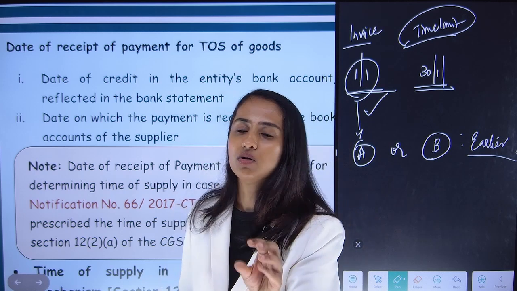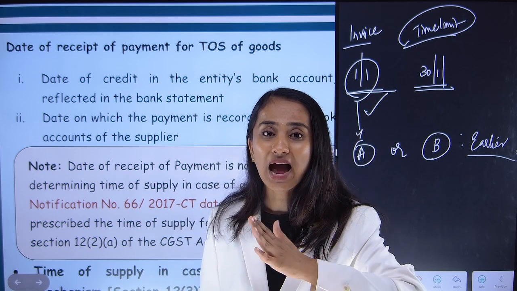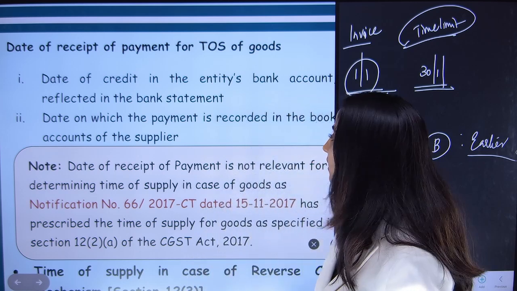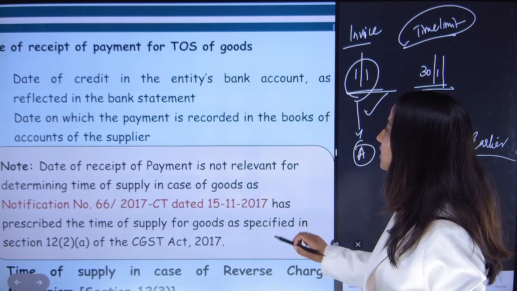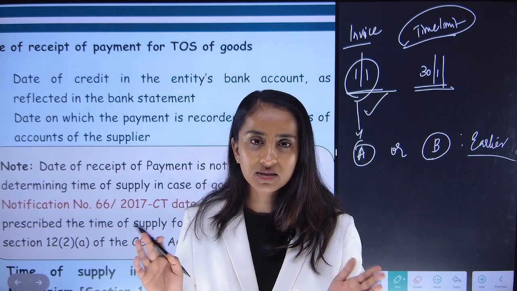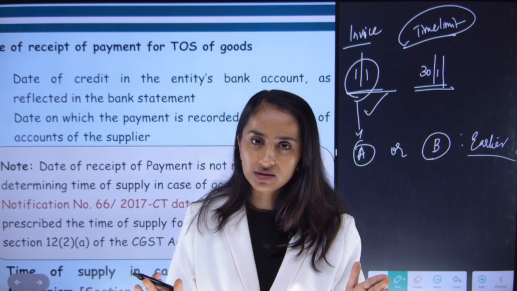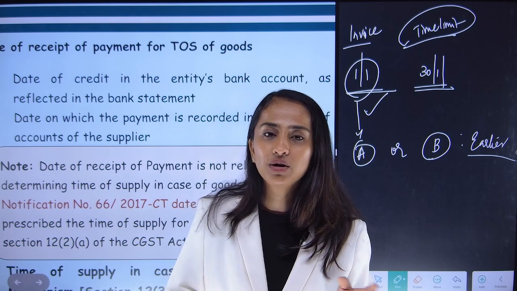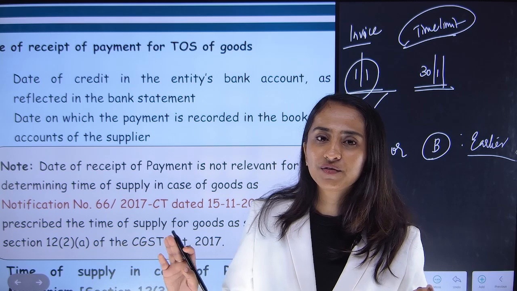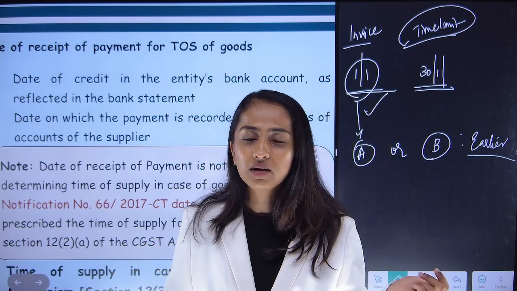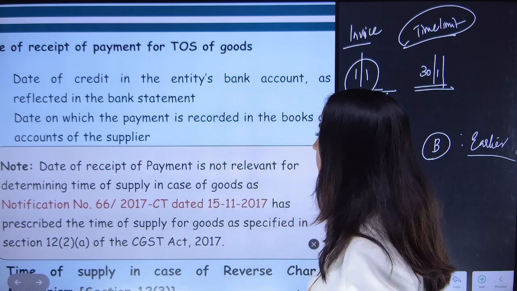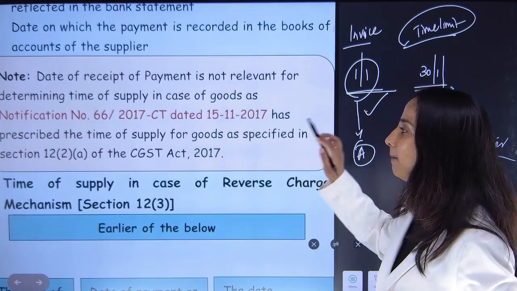You will look into your bank account, and then see the day your actual entry is happening, when the amount is being received in your bank statement. Next, the date on which the payment is recorded in the books of accounts of the supplier. You will maintain a payments ledger, right? You will maintain a receipt ledger. In that receipt ledger, maybe you would have recorded the receipt from Raksha on 1st January, but in your bank, because of a cheque or some time lag, you actually received it on 4th January. Earlier of the two, 1st January, okay? Clear?